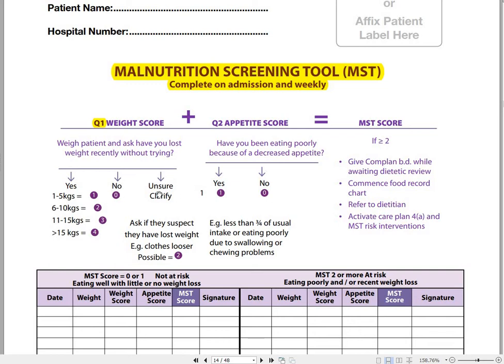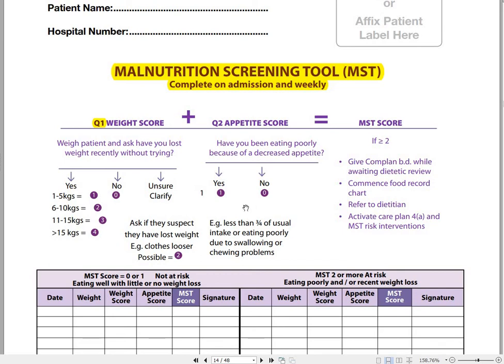If the patient is unsure, try to clarify with them. Ask them, do they suspect that they have lost weight? Perhaps their clothes are looser. So if there is possible weight loss, you score the patient a 2. The next thing is question 2, the appetite score. So you ask the patient, have you been eating poorly because of a decreased appetite? So if they answer yes, you give them a score of 1. If you answer no, a score of 0.